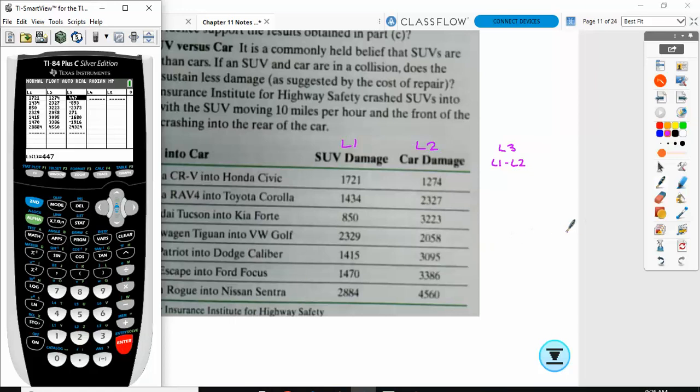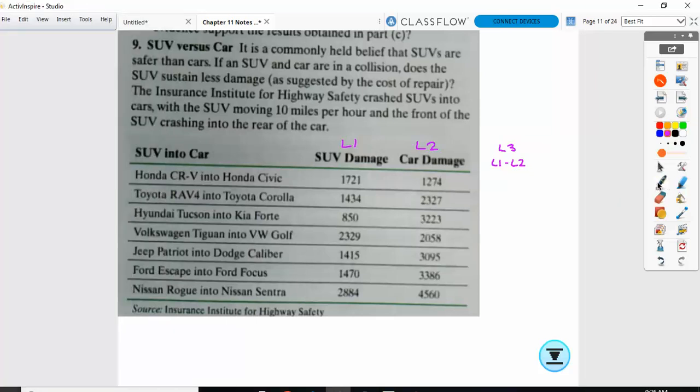Okay, so first question, why is this matched pairs? Because they got into a car together. Right, they were in an accident together. They were in the same accident. Sorry, some of these are hard to read.